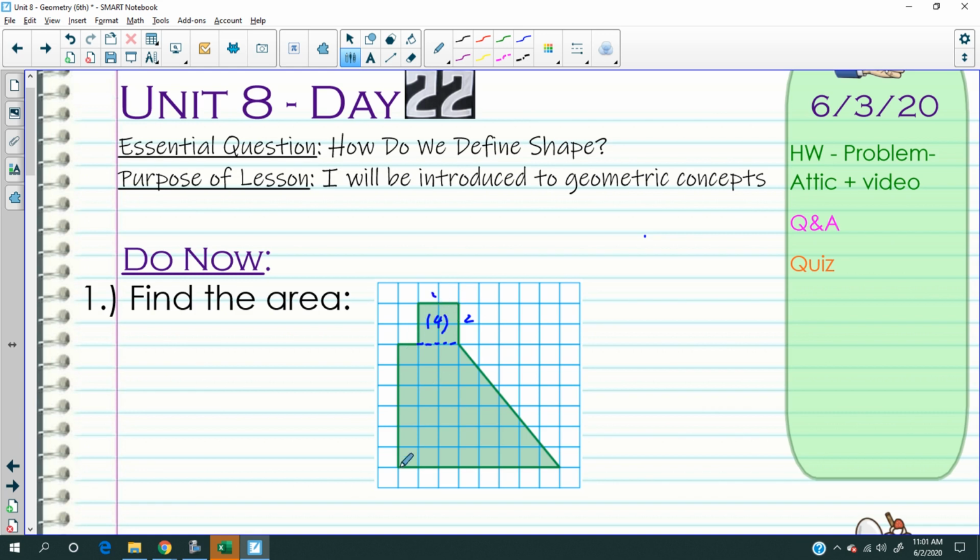And then what about the trapezoid? What's the area of a trapezoid again? Yep, base 1 plus base 2 times height, divided by 2. So base 1, 1, 2, 3, 4, 5, 6, 7, 8. Is that right? 1, 2, 3, 4, 5. Yep. The height, 1, 2, 3, 4, 5, 6. That's 48. So let's say 48 plus 4, that's 52, right?